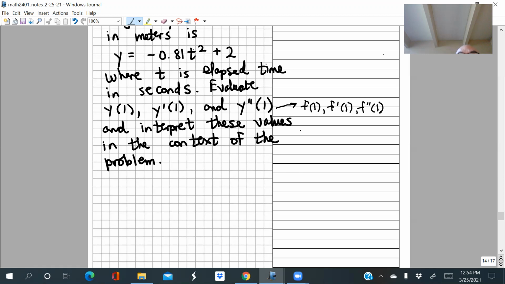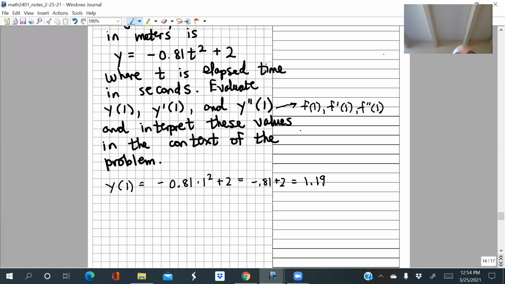All right, so let's start here. We have the original formula, right? Again, this gives us the position or the height of the tool in meters. So when you evaluate y of 1, what you're actually calculating is the height of this tool after 1 second. So that's very easy to interpret. Let's calculate what y of 1 is. It's also easy to calculate. So we get minus 0.81 times 1 squared plus 2. And I think that's going to be minus 0.81 plus 2, which is 1.19.